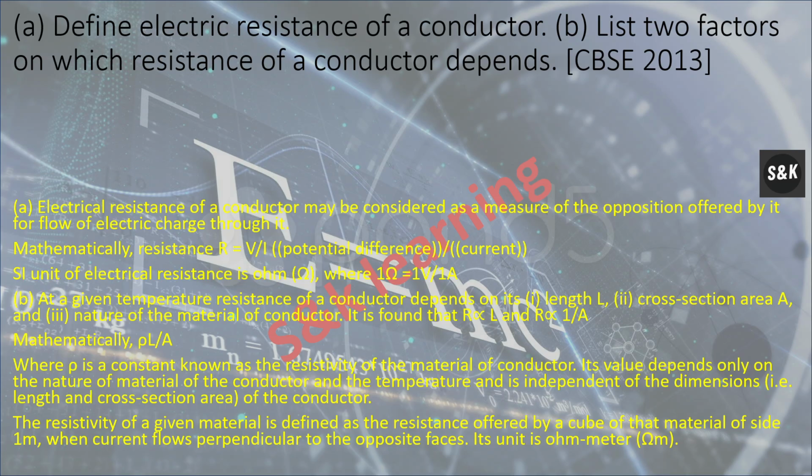At a given temperature, resistance of a conductor depends on its length, cross section, and nature of the material of the conductor. It is found that R is proportional to L, whereas R is inversely proportional to area A. Where rho is a constant known as resistivity of the material of the conductor. Its value depends only on the nature of the material of the conductor and the temperature, and is independent of the dimensions.